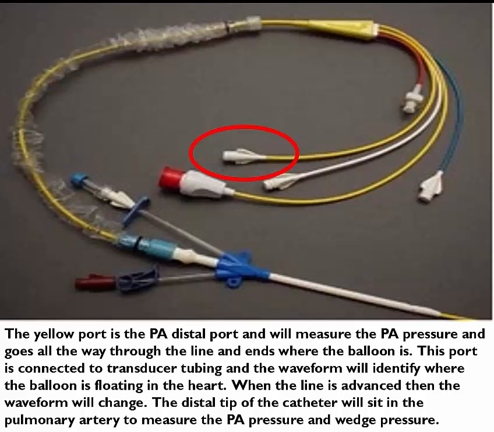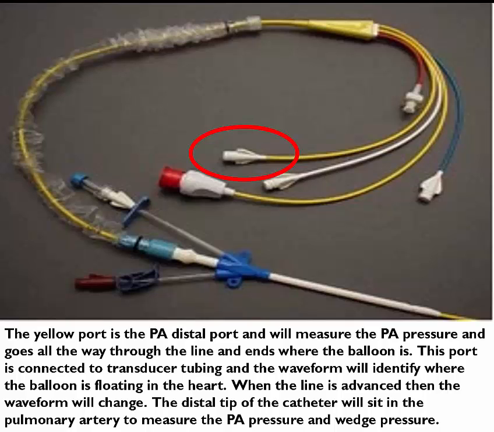The yellow port is the pulmonary artery distal port and will measure the pulmonary artery pressure, and goes all the way through the line and ends where the balloon is. This port is connected to transducer tubing, and the waveform will identify where the balloon is floating in the heart. When the line is advanced, then the waveform will change. The distal tip of the catheter will sit in the pulmonary artery to measure the pulmonary artery pressure and the wedge pressure.